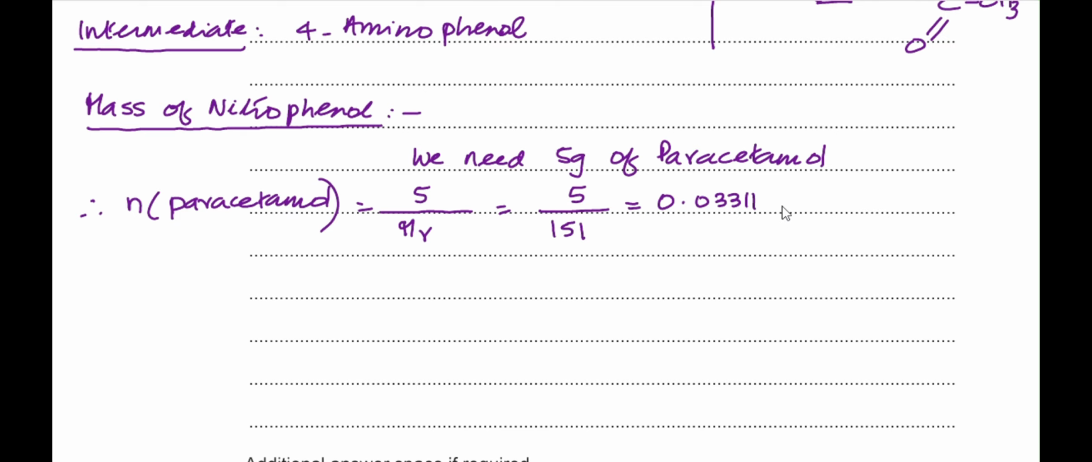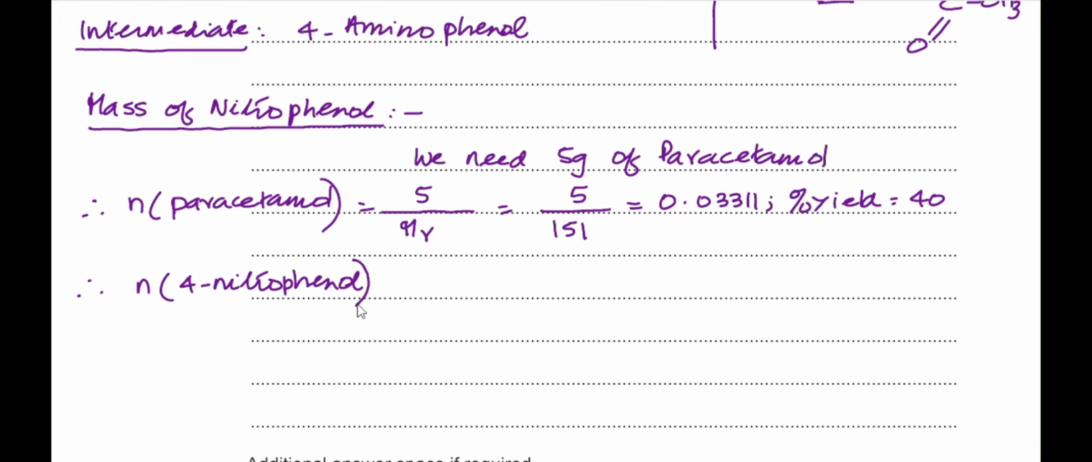The question also told us that the percentage yield is only 40. Therefore, the number of moles of 4-nitrophenol will be, so this is only 40%. Therefore, in order to make it 100%, we will multiply this by 100 over 40, and putting that into the calculator we get 0.08278. That's the number of moles of nitrophenol required.